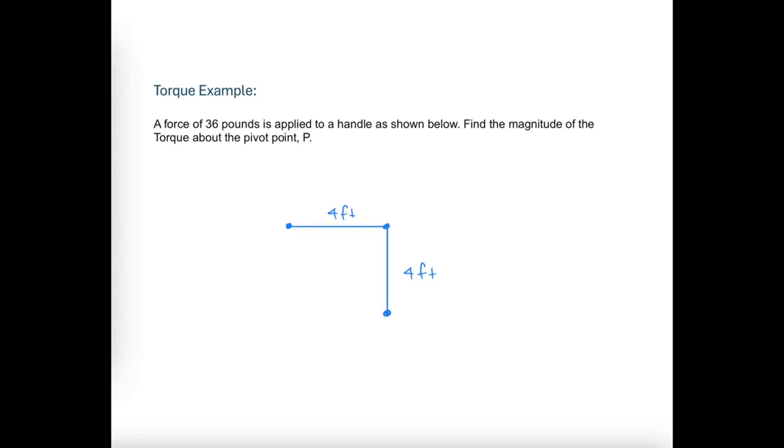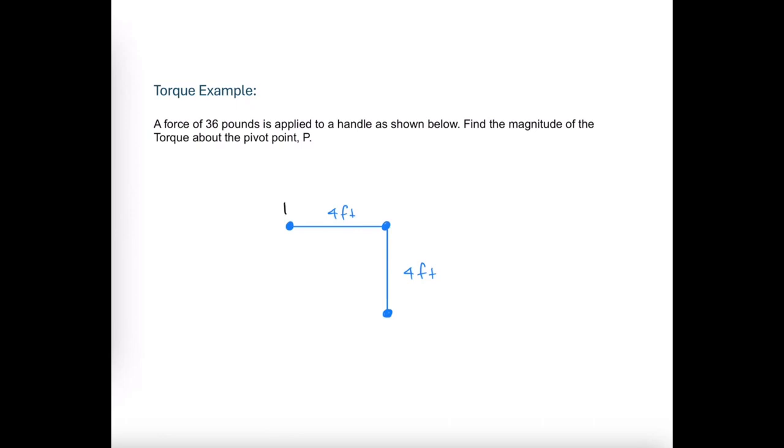Here we have an example where we're going to be asked to calculate the torque. A force of 36 pounds is going to be applied to a handle as shown below. Here is our handle. It is a square-shaped handle. It is not going to be a straight handle. And we're going to find the magnitude of the torque that is applied about our pivot point.